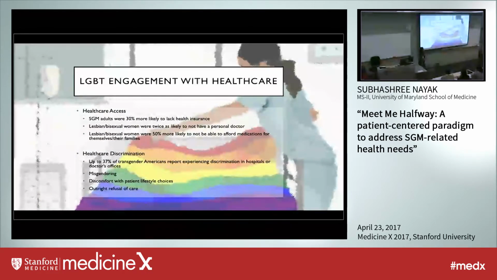Excuse me. And lesbian and bisexual women are twice as likely not to have a personal doctor, and are more likely to not be able to afford medications for themselves or their families. In terms of healthcare discrimination, individuals can face discrimination directly when they visit the doctor, and this happens in the form of misgendering for transgender patients, or if a doctor sort of signals to the patient that they're uncomfortable with what they're hearing from the patient. And in thankfully a few number of cases, but unfortunately still a number of cases, outright refusal of care.